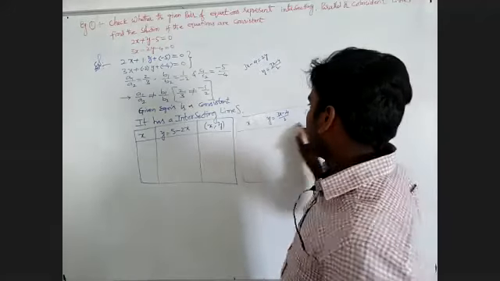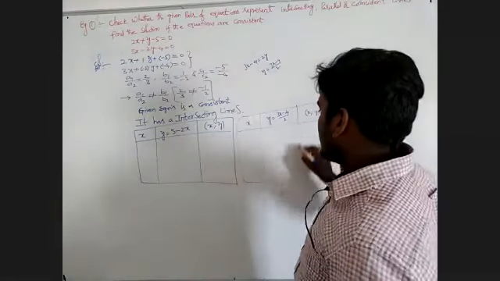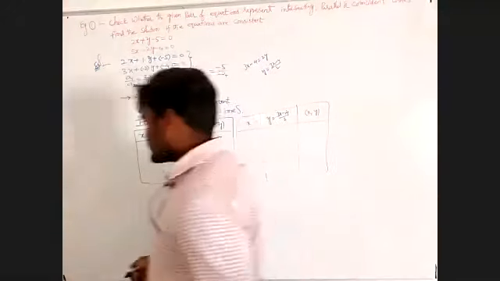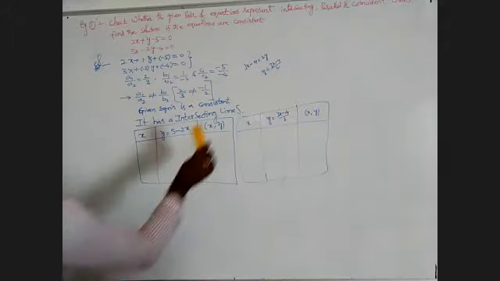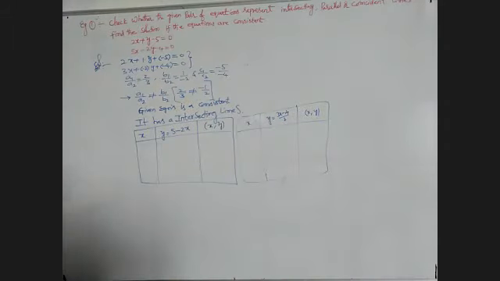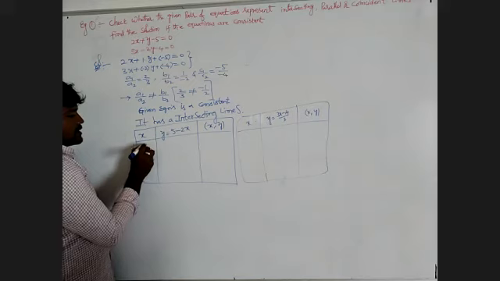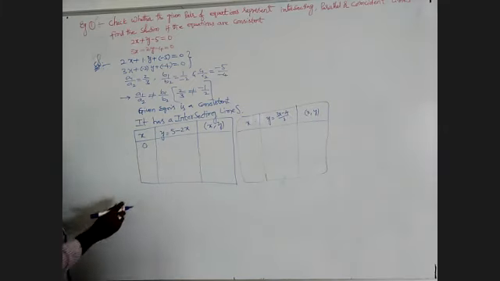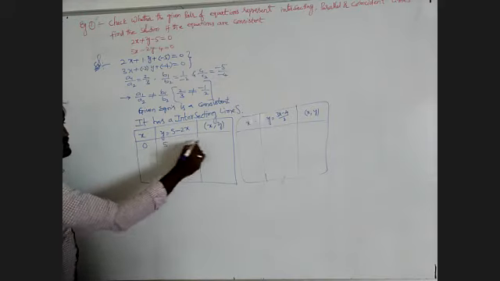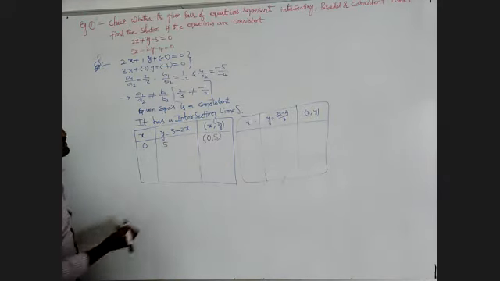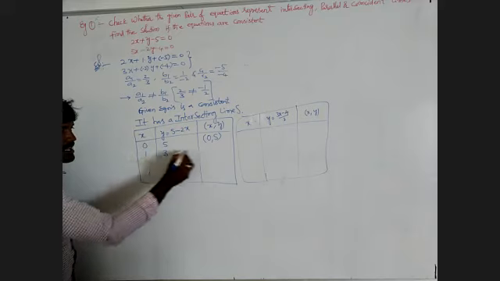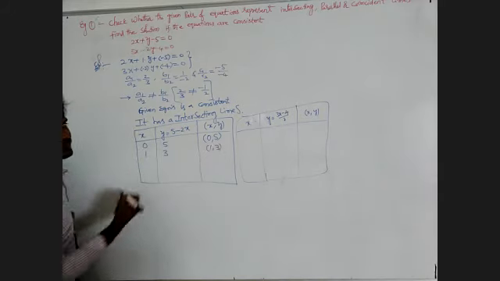We have to take some points on x, then find y, and finally write x comma y. First take x equal to 0: y equals 5 minus 2 into 0, which is 0, so 5 minus 0 is 5. That is the point 0 comma 5. Next let x equal 1: 2 into 1 is 2, 5 minus 2 is 3, so the point is 1 comma 3.